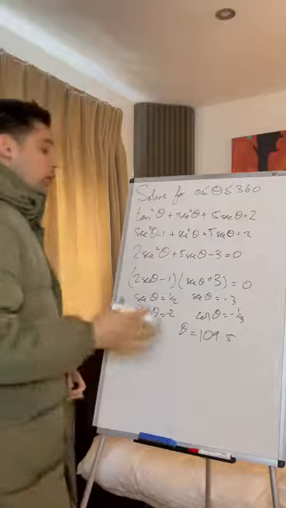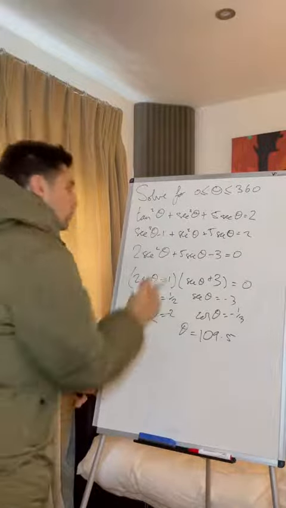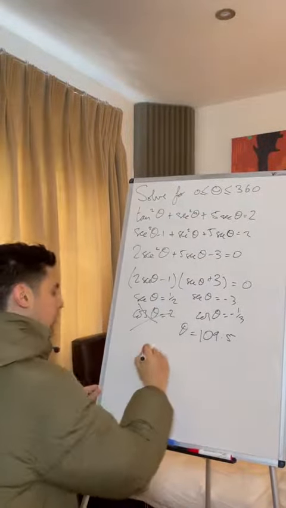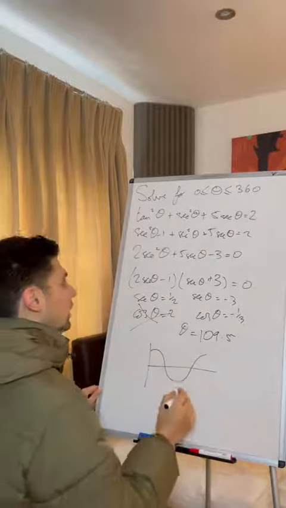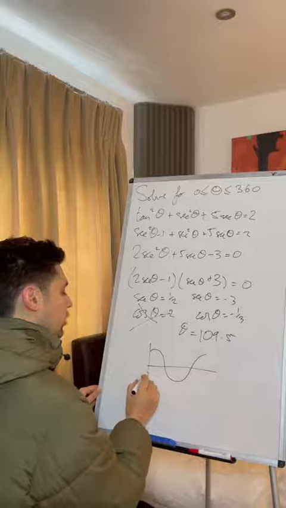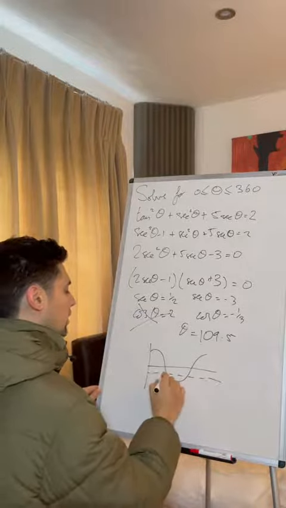109.5. Now, we've got to use the graph to figure out what the next one's going to be. So because it's between 0 and 360, as we see up here, draw a cos graph. You can use a cast diagram, but I much prefer the cos graph. Then we draw a line at minus 1/3, which is there. Calculator is going to give us our first answer there.